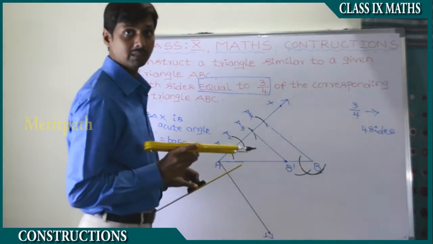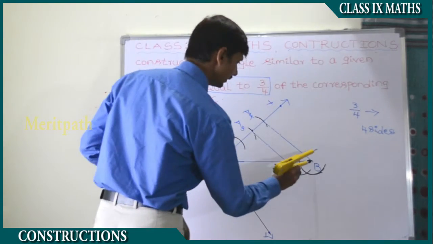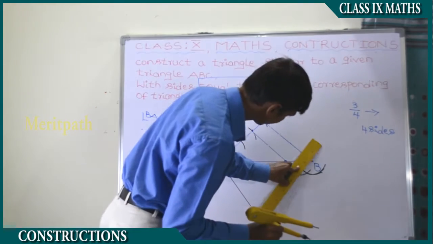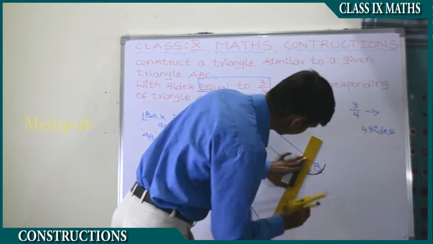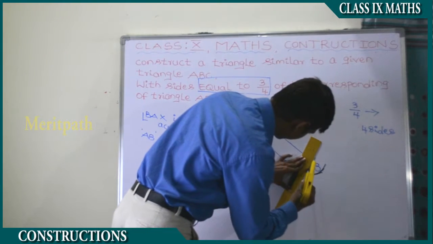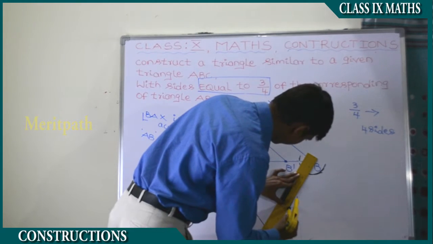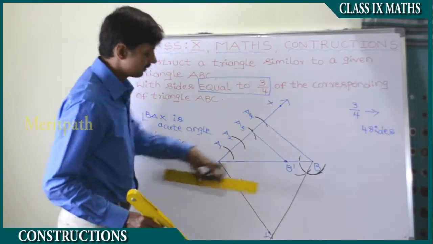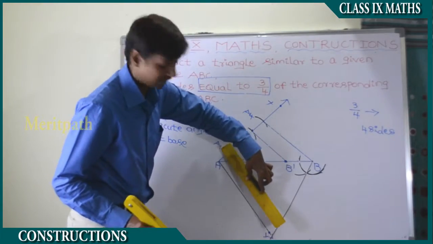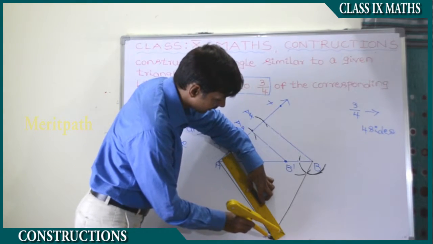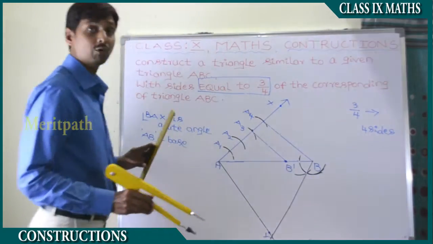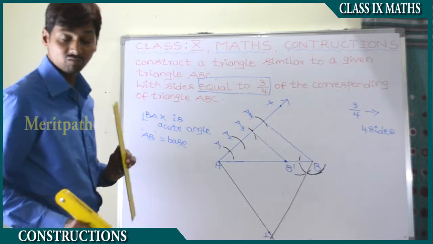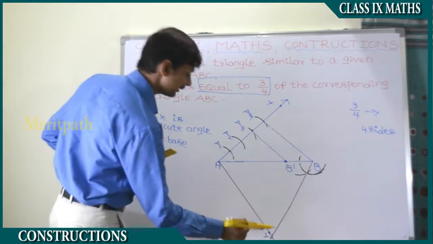The point we got and the vertex B, let's join these 2 points. Then let's extend that ray, and it meets the AY ray. So let's take this point as C.